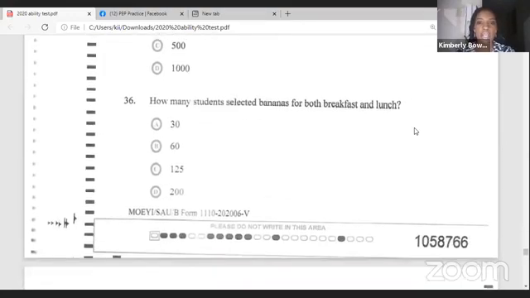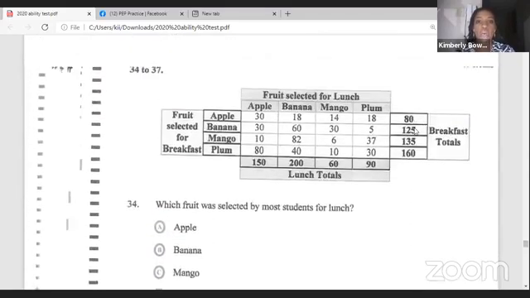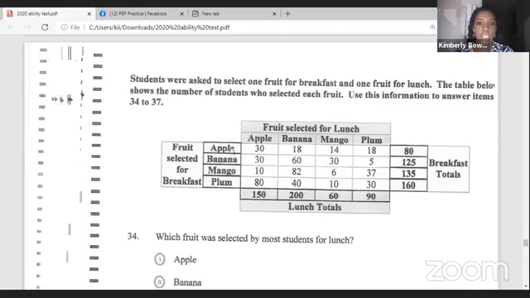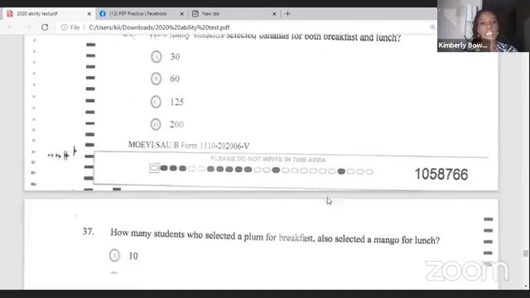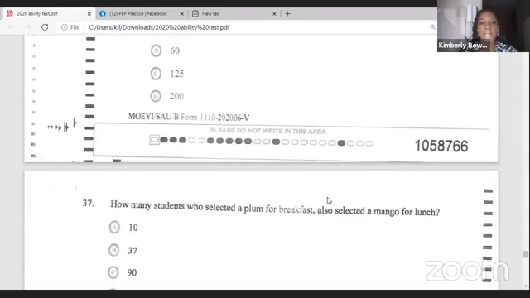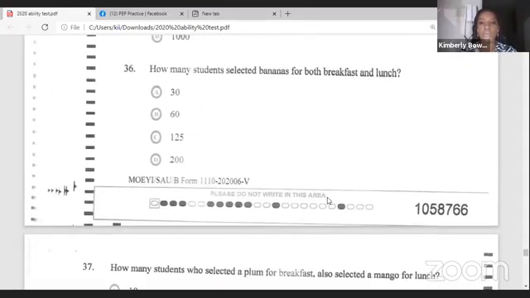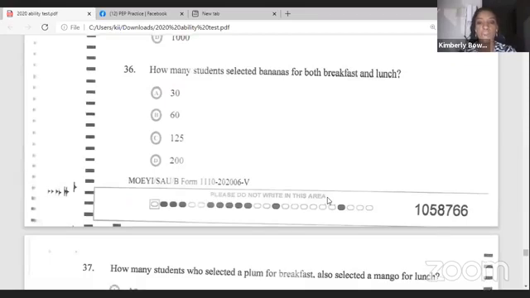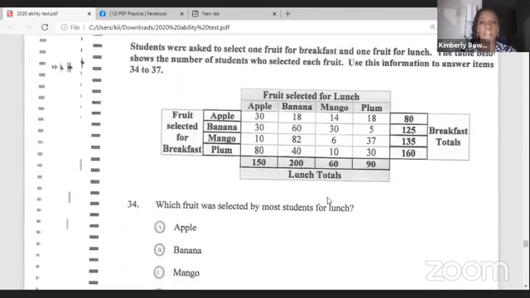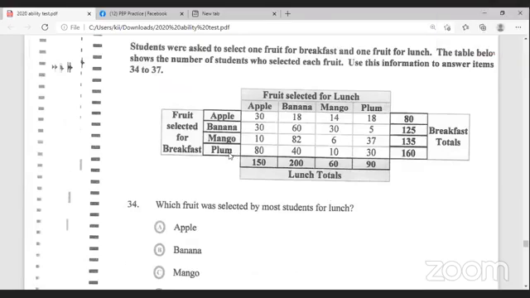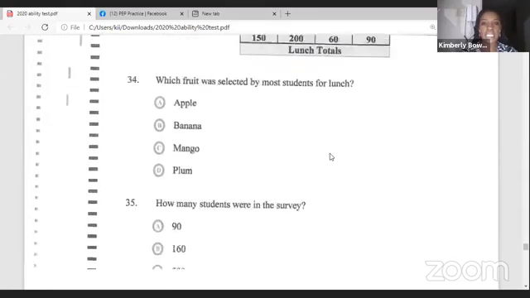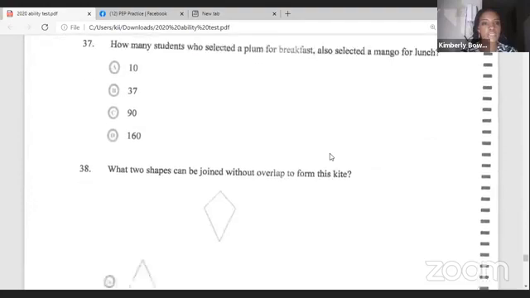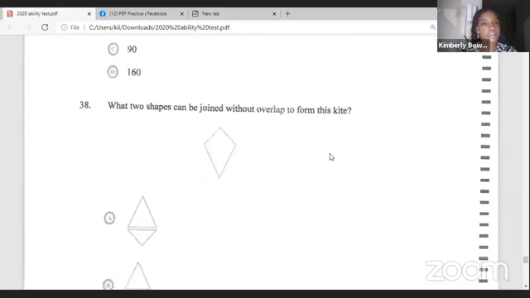How many students selected banana for both breakfast and lunch? You're looking at the one that's intersecting in banana for both breakfast and lunch. So you're looking for banana in breakfast and banana in lunch, and that stops at 60. For the last question for this table, the same persons who selected plum, how many of those same persons selected mango? So you're looking at plum intersecting with mango. You're going across with plum and stopping there at mango, and that's how you get 10. So those are the answers for 34 to 37.